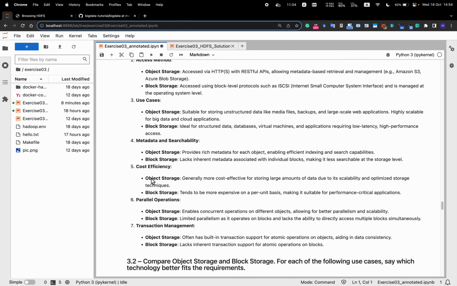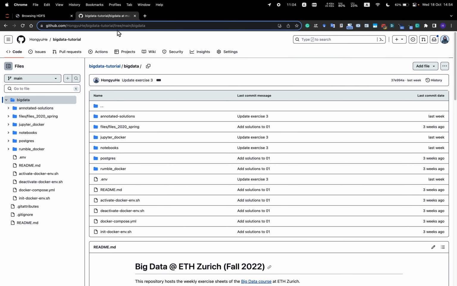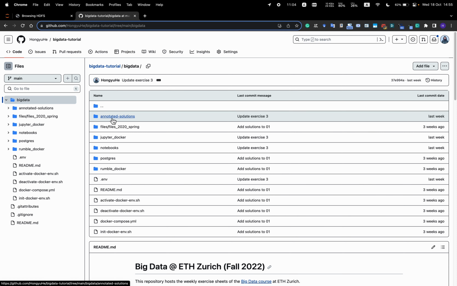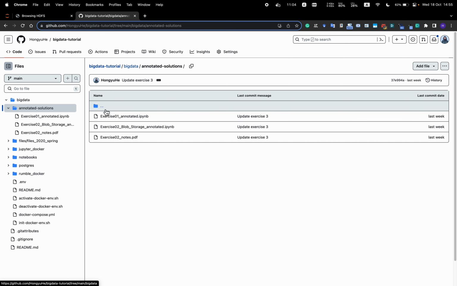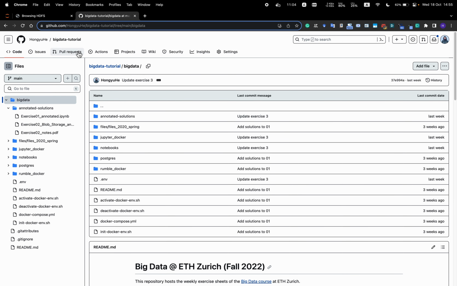By the way, I was asked by email where my annotation is. The annotation is in the repository: go to big data, and there is a directory called annotated solutions. I will upload all the notebooks I've annotated to this directory.